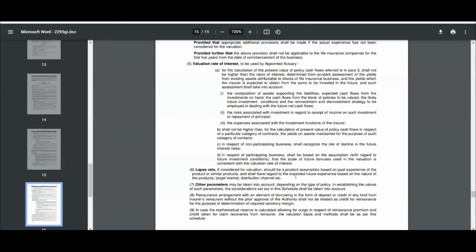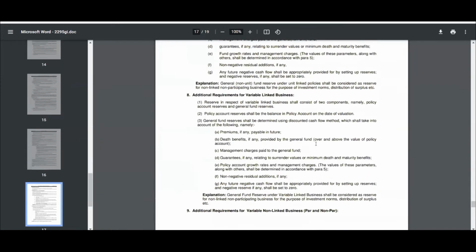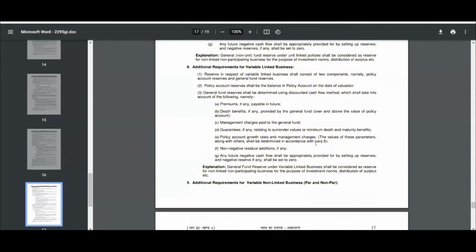Now moving on to the types of product which we usually don't see, and that product is called the variable linked business. In the Indian scenario, I have not seen this kind of product usually, even when I was part of the core industry. I think these products are not written. There are two types of product, variable linked and variable non-linked. The concept is almost similar to the unit link business.